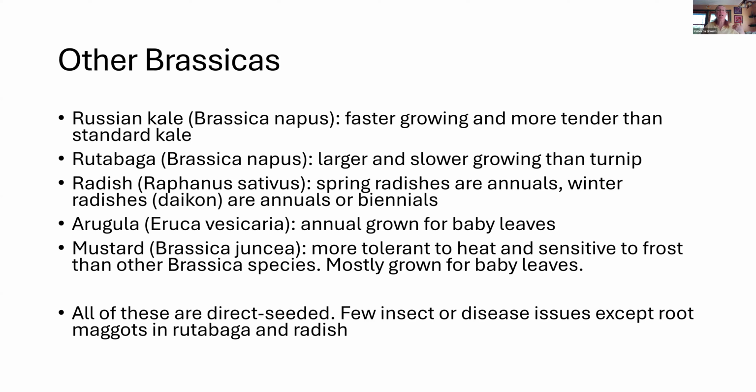Rutabaga, interestingly, is the same species, Brassica napus, but it looks much more like Brassica oleracea. It is a larger and slower growing crop than turnip, but otherwise is fairly similar in how it's grown. You need to give it more space. It's pretty much susceptible to the same pests as turnip, less susceptible to flea beetle, similarly susceptible to root maggot.